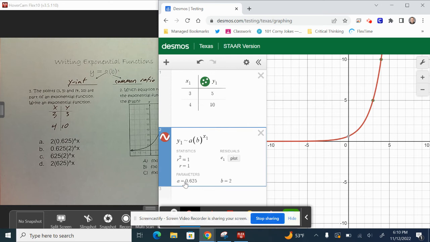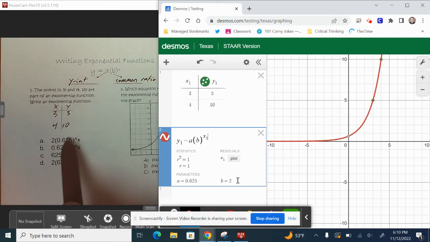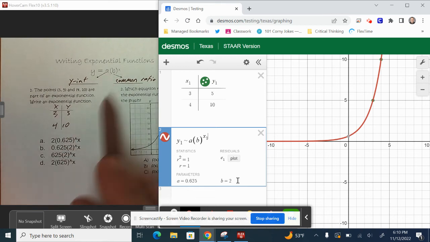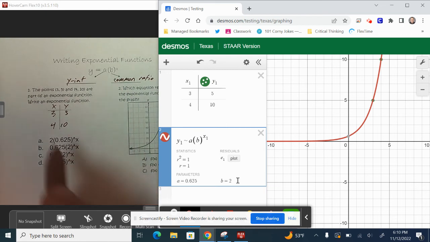Gives us a bunch of numbers, but if you look right at the bottom, the parameters, we have an a, we have a b. The a is 0.625 and the b is 2. So the a in front of the parentheses should be 0.625 and the b inside the parentheses should be 2. So that tells me right away our answer is B.